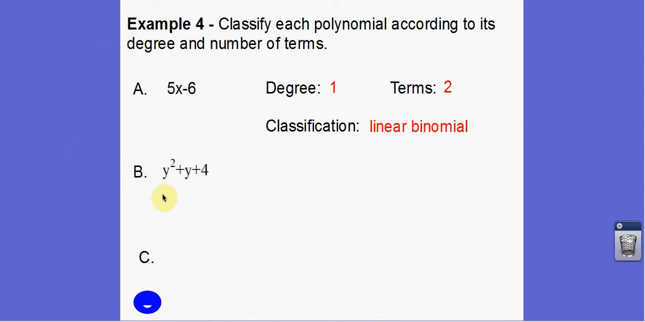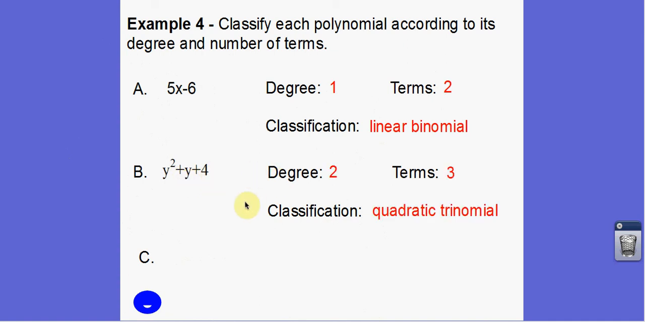Alright, let's see. We want to get the degree and the number of terms. Well, it looks like the degree is 2. This is already in standard form, as was letter A. Degree is 2. The number of terms is 3. We have y squared, y, and 4. And so our classification would be quadratic, which means degree 2. Trinomial, tri meaning 3 terms. Quadratic trinomial. One more here.